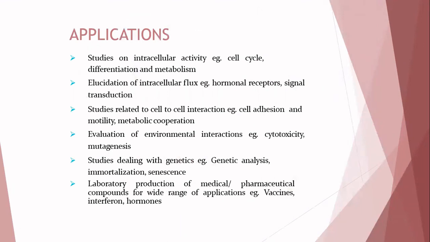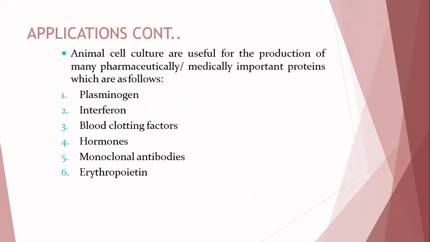It can be used for performing various studies on intracellular activities like cell cycle, differentiation, and metabolism. It can also be used for elucidating the intracellular flux, hormonal receptors, signal transduction, and so on. Most metabolic activities and cellular progress can be studied using this cell culture facility. It can also be used for production of a number of pharmaceutical and therapeutic products like plasminogen, interferons, blood clotting factors, hormones, monoclonal antibodies, vaccines, etc. So it is the most preliminary and most advanced type of technology in biotechnology.